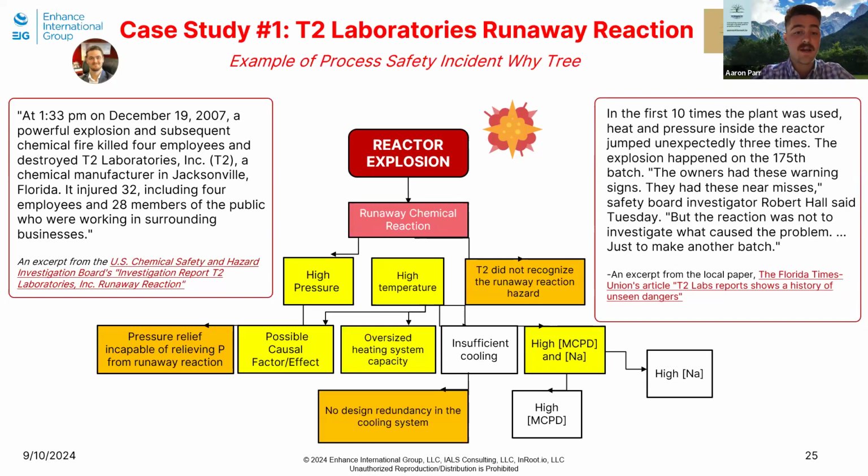So the owners had these warning signs. They had these near misses, according to Safety Board investigator Robert Hall, but the reaction was not to investigate what caused the problem. It was just to make another batch. So during commissioning, they had the same pressure jumps that were the warning signs. Again, they hadn't done a process hazards analysis, which would have identified that there was this potential for a runaway reaction, and they could have addressed that with the equipment design. So if the RCA had been conducted earlier, there were the warning signs to detect that this disaster was a potential, and it could have been averted. So my main takeaway on this slide is that conducting an RCA for near misses and warning signs is crucial to prevent future disasters like this from happening.